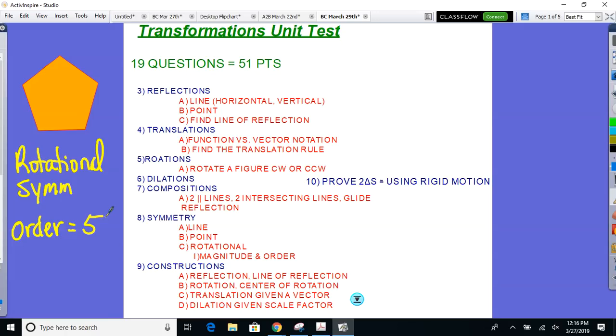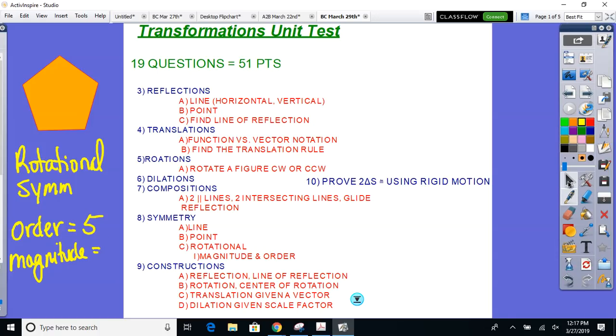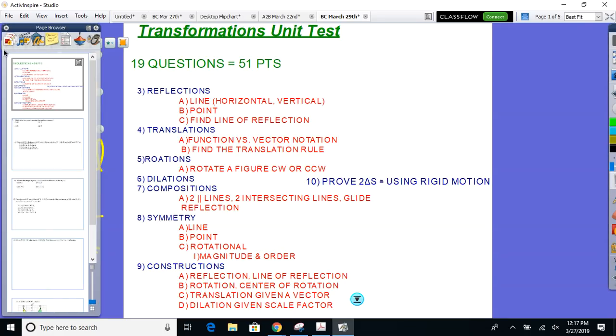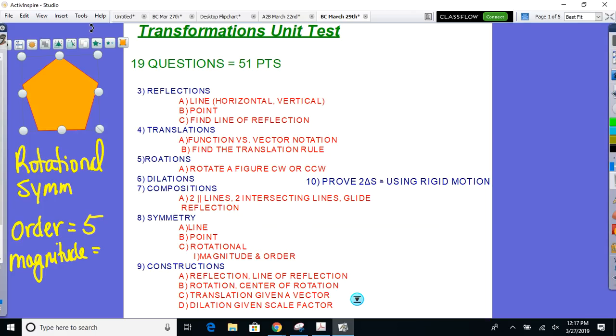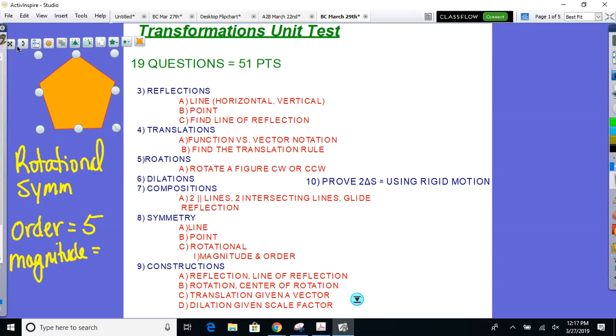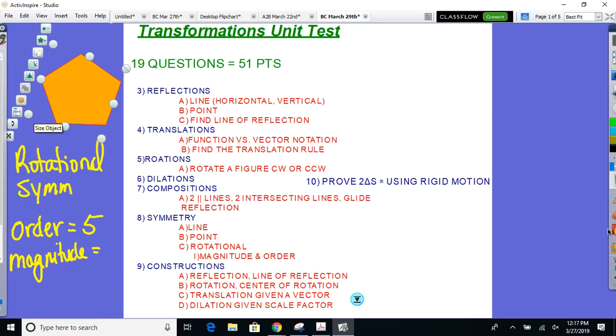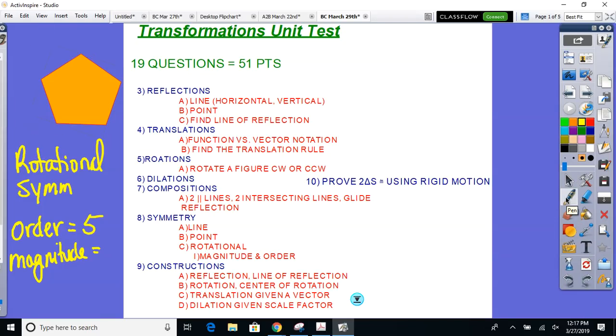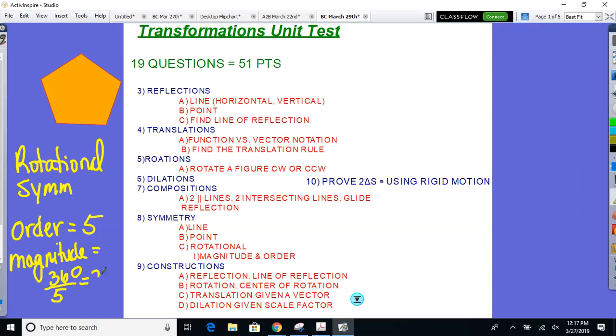The other vocabulary term I could ask off that is the magnitude, which is the smallest degree measure to rotate this. So here you go. If I go from here to here, how many degrees did I go? I can take 360 and divide it by the order. 360 divided by 5, I went 72 degrees.